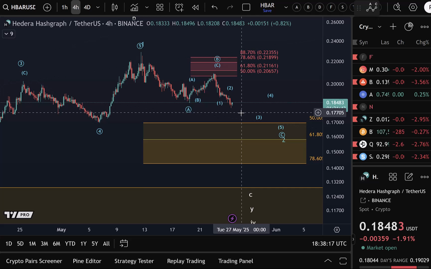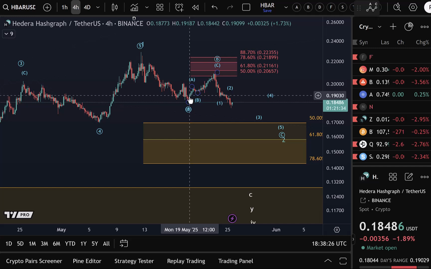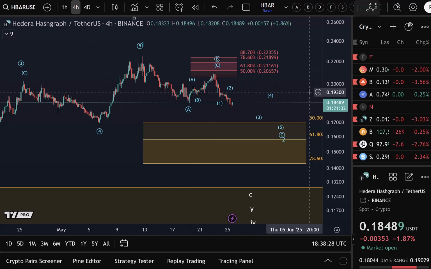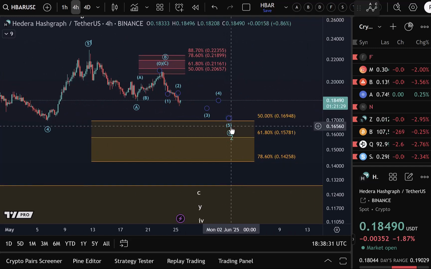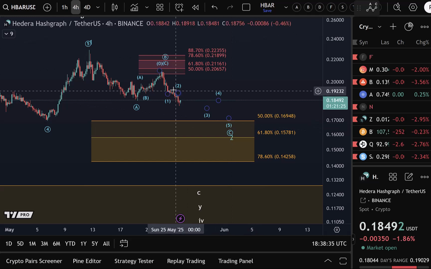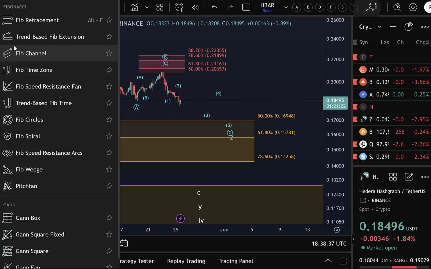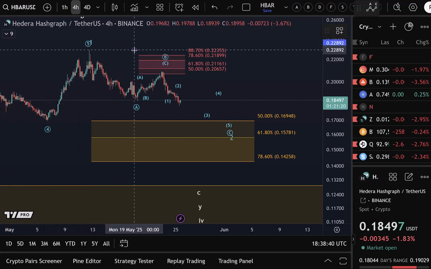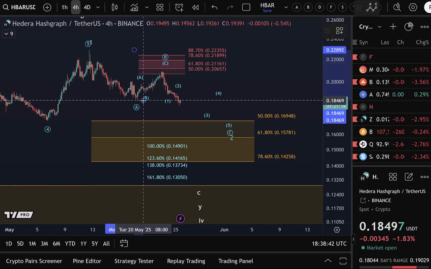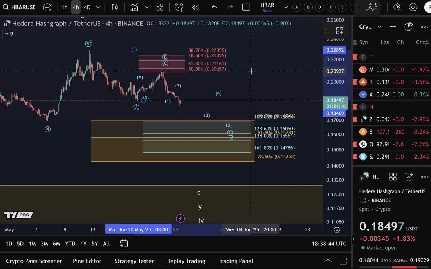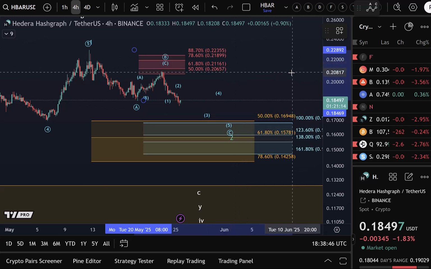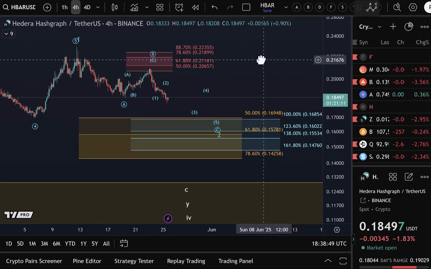It is important to recognize that in such a corrective pullback, we typically have 3 legs. The A-wave that bottomed already here on the 19th of May, the B-wave topped, and now the C-wave decline often forms the same length as the A-wave down. So how do we calculate that? We take the trend-based Fibonacci extension tool, we measure the length of the A-wave, we go to the high of the B-wave, and then we see these standard Fibonacci extensions.